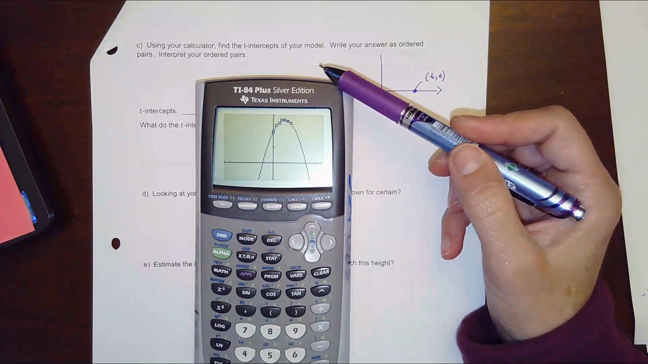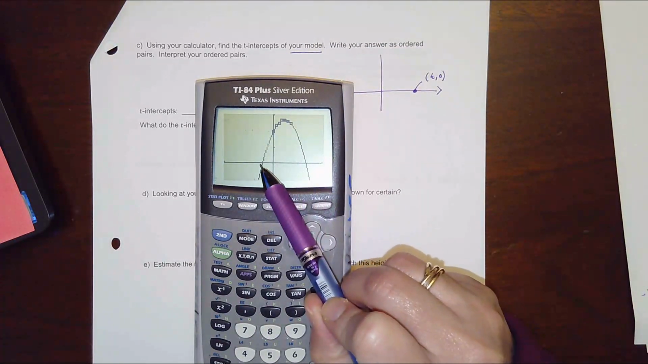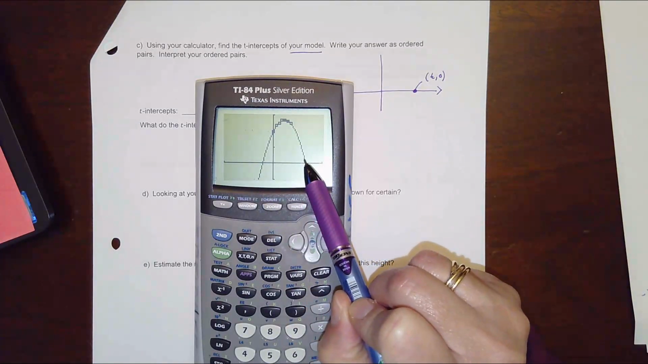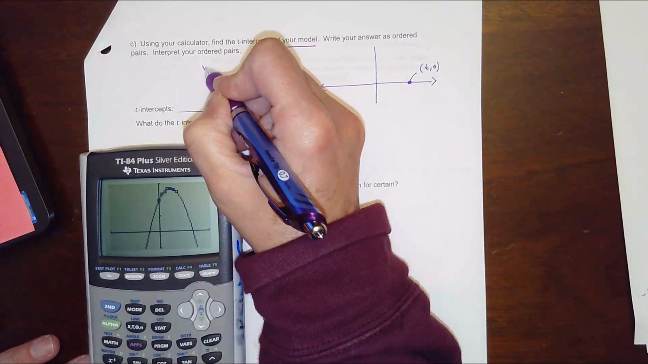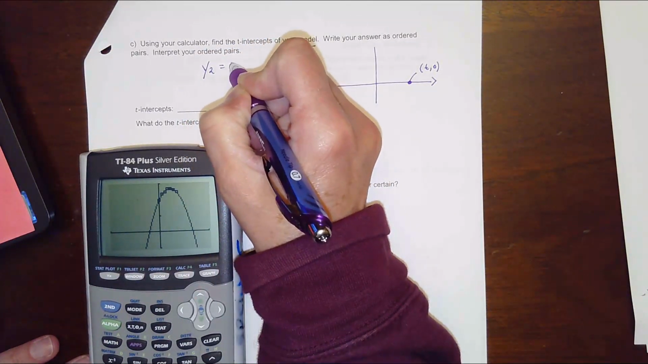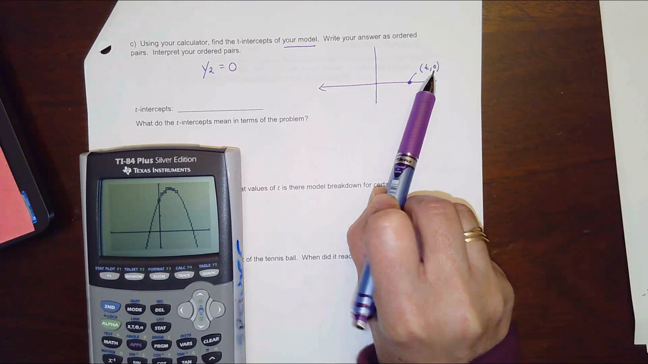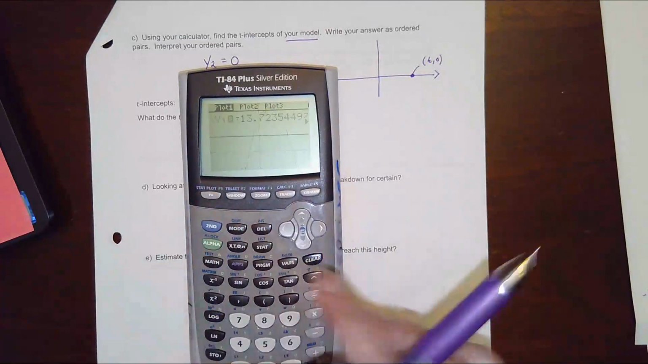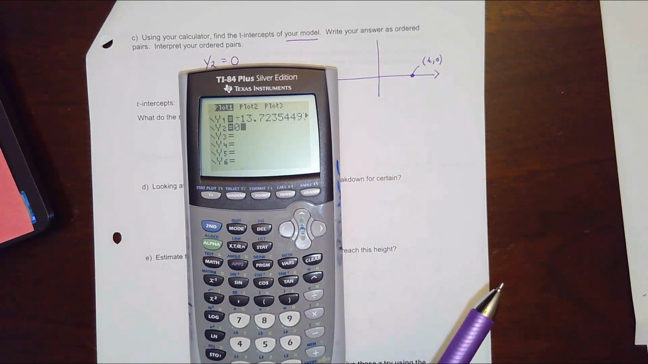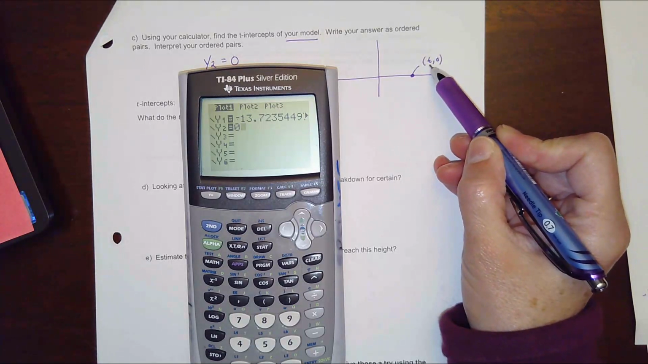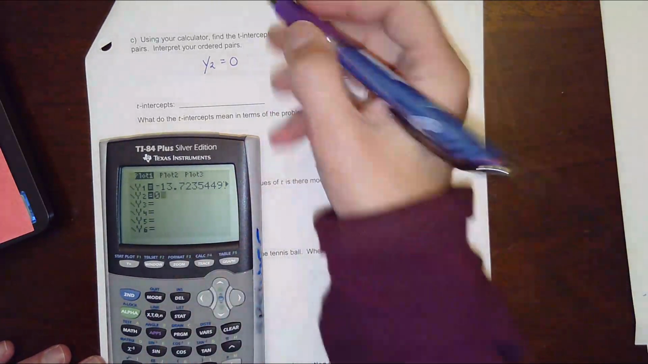Now it asks for the T-intercepts of your model. So we have 2 here. So to find these intercepts, we want to put one side into y1, and the other side is going to have y2 equals 0, because a T-intercept means you have a t, but the y value is 0. So that's in our y equals, we already have y1 filled in. y2 is going to be 0 because, again, we're looking for what t values make the y value 0. So essentially we're looking at this.